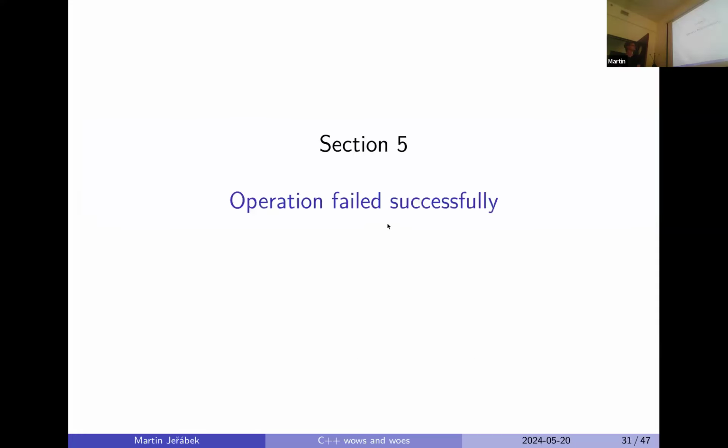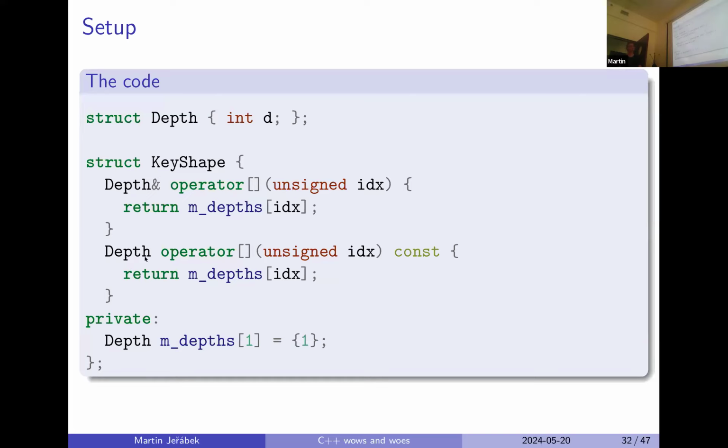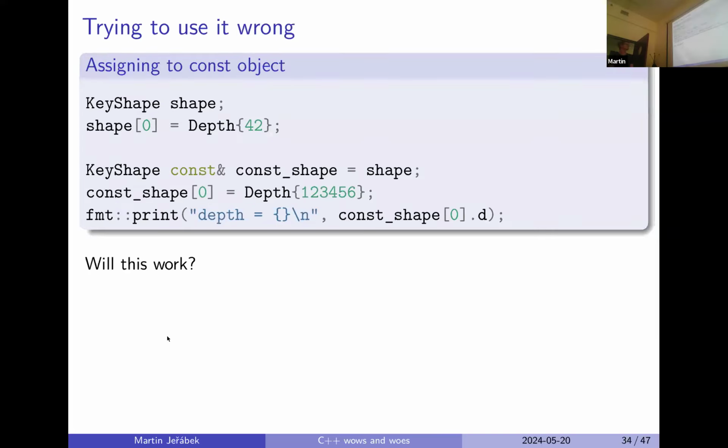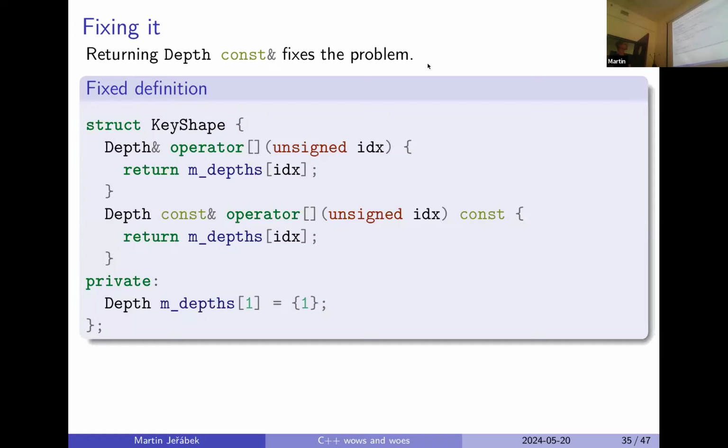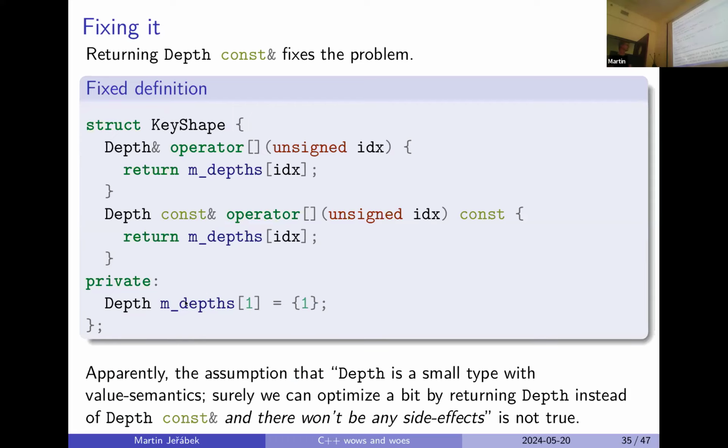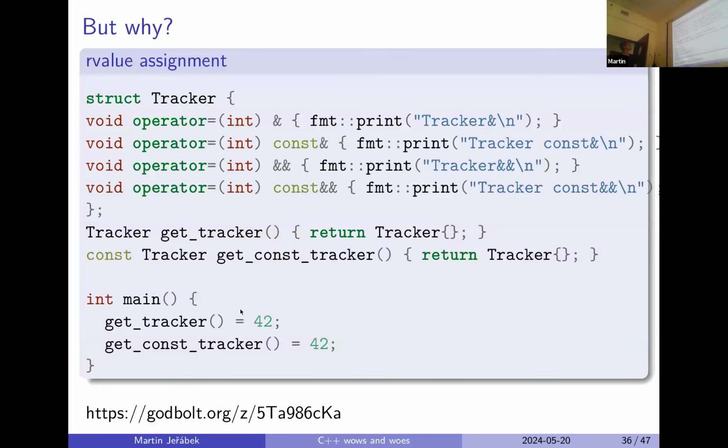So, how can you assign to that? Apparently, there is a thing which is called, okay. So the fix is just return const reference, and the problem disappears. But the thing is R value assignment, because apparently when you have R values, you can assign to them.